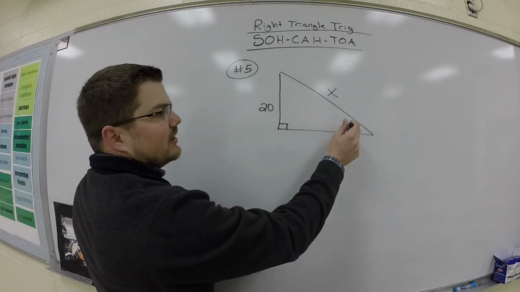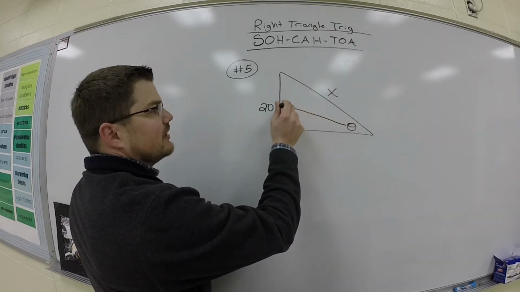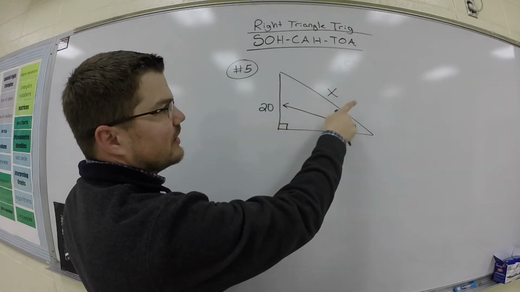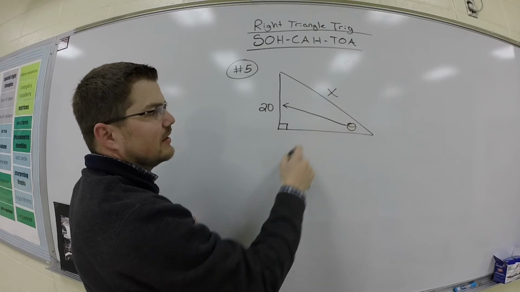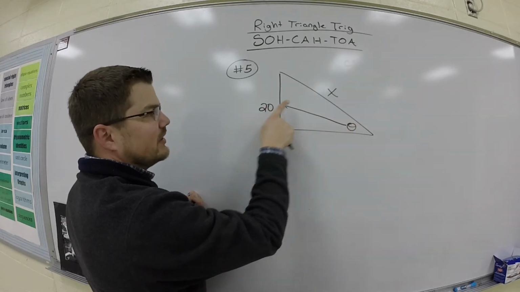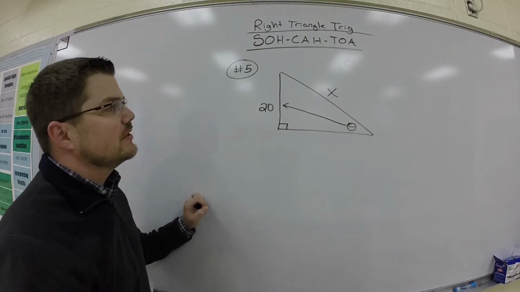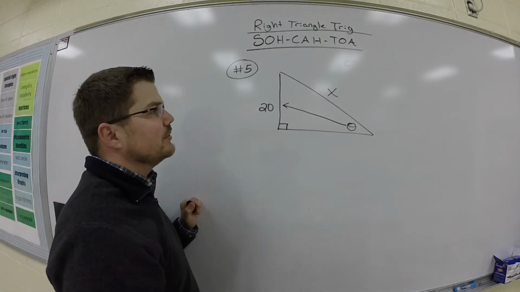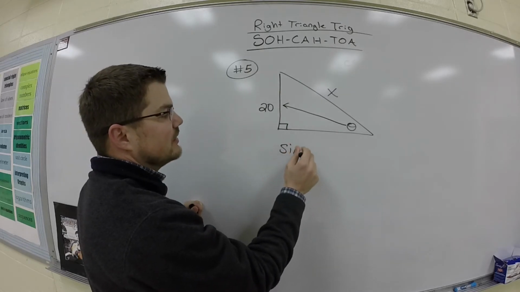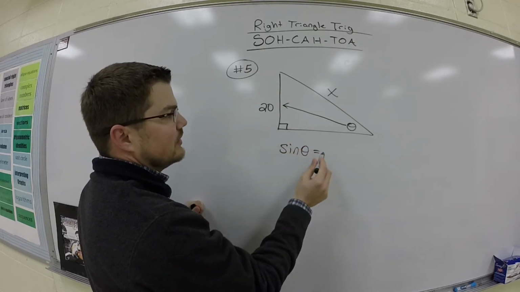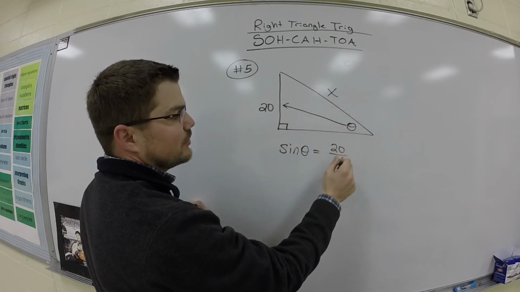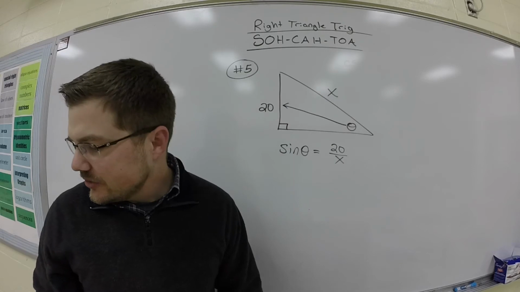I'm going to go ahead and draw my arrow from theta. So I know my opposite side is 20. I know my hypotenuse is x. The two sides that we're using are opposite and hypotenuse. Which trig function uses opposite and hypotenuse? Well, that's going to be sine. So sine theta is opposite over hypotenuse equals 20 over x, and I believe this is an answer choice. It is.